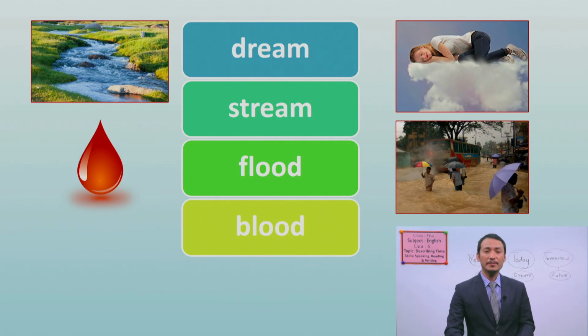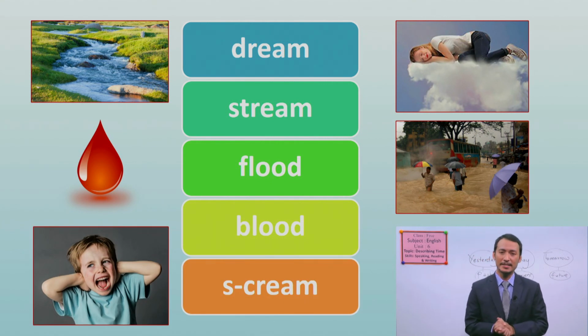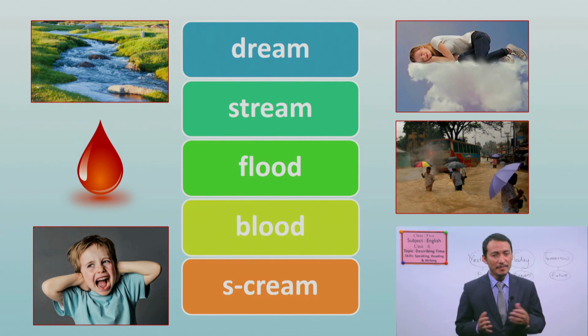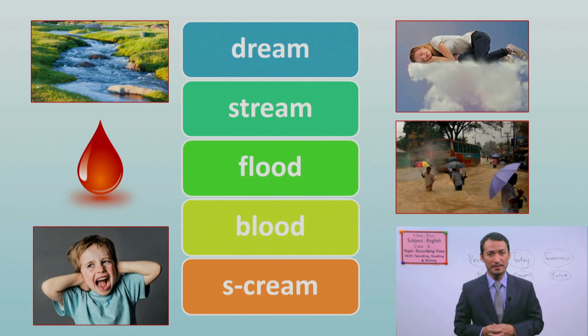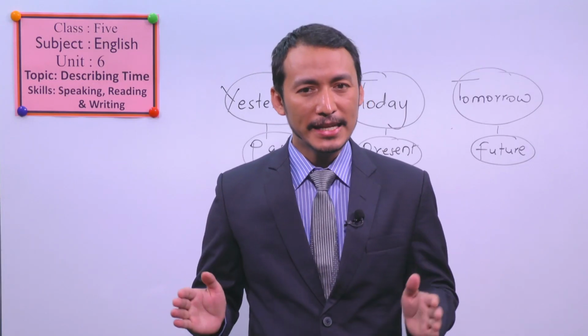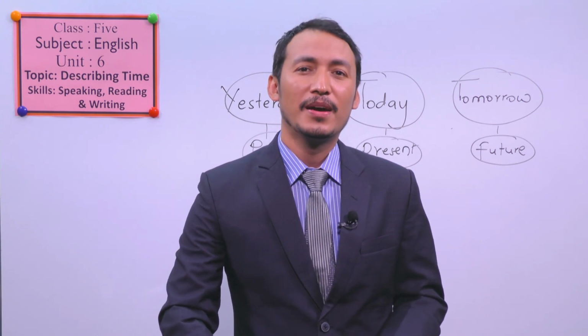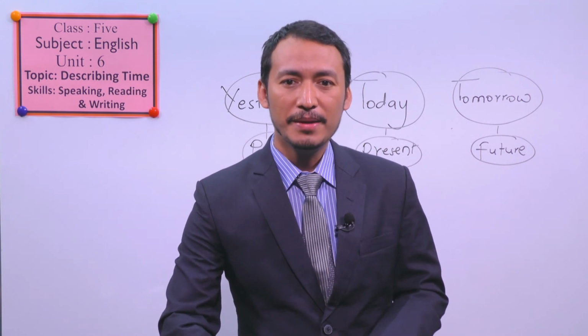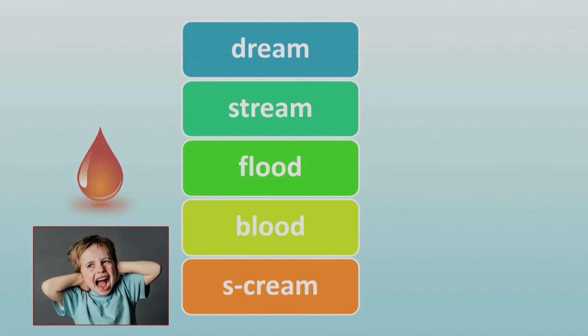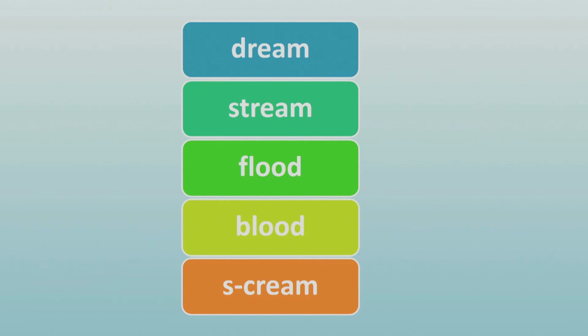All right, then we have another word, scream, in the chant. Screaming is making a loud sound. Sometimes when you don't like something, or when you are scared, or you are afraid of something, what do you do? You scream, right? And you make a loud sound. Okay, do you get the meanings? Now let's have a look at the chant again. Here we read dream, stream, this is flood, and this one is blood, and it's the picture of screaming.